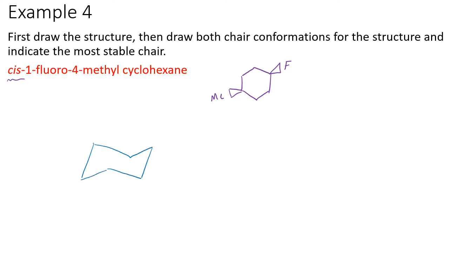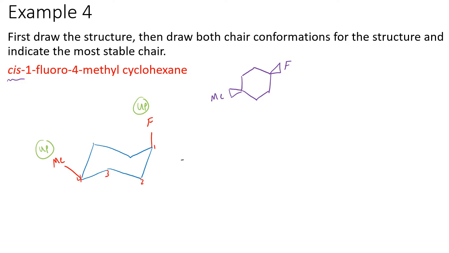So first, let's draw our chair conformation. I always start with position number 1 in the axial position pointed up, but it's up to you. So I drew my fluoro on the up face here, and it had to be axial. So this is 1, 2, 3, 4. And our methyl group is also going to be pointed up because it's cis. So at position number 4, axial would be down and equatorial would be up for our methyl group. So both of them are in the up face.